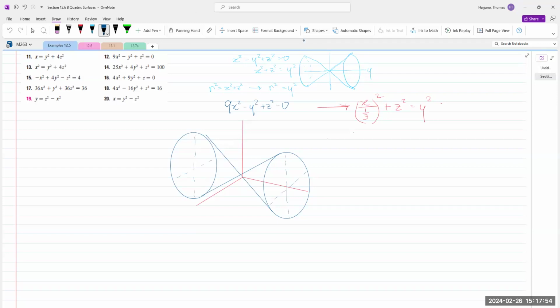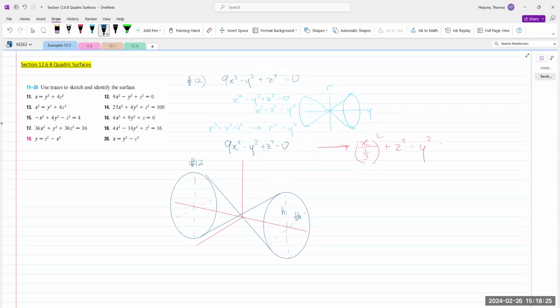Let me pull this line here and make it longer. Okay, so that's what the cone looks like for number 12. Notice the way I sketch it: if this were h, this is 1/3 of h, because we shrink that by a factor of 1/3 in the x direction.